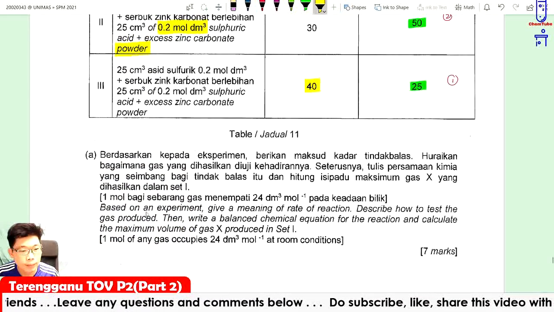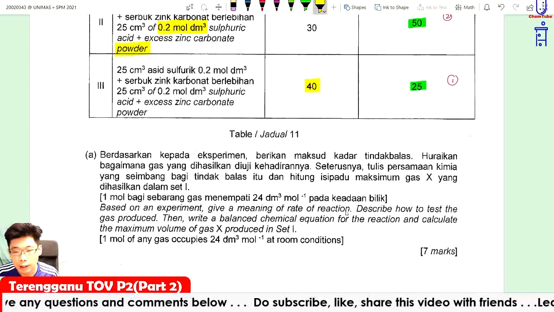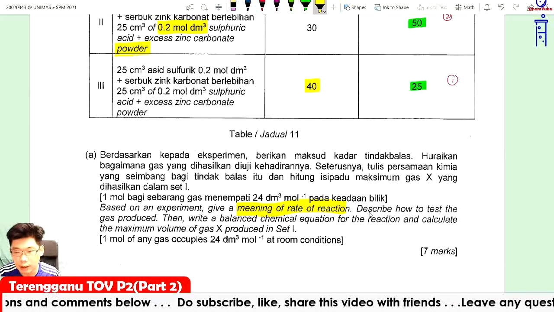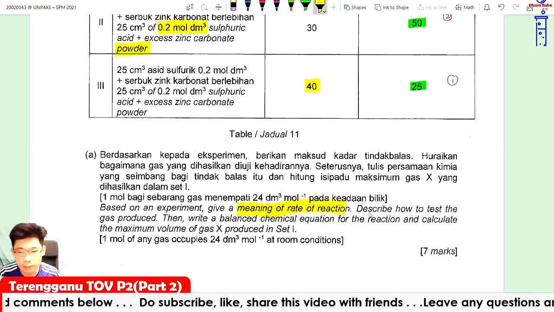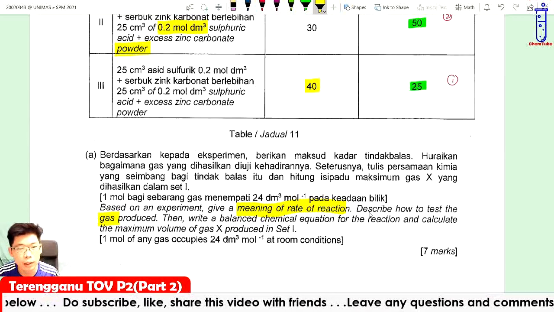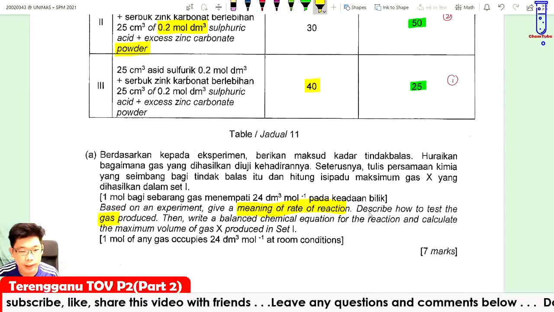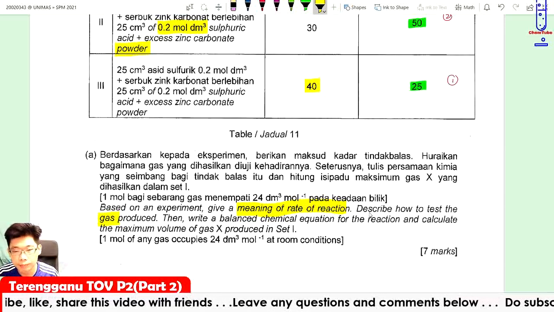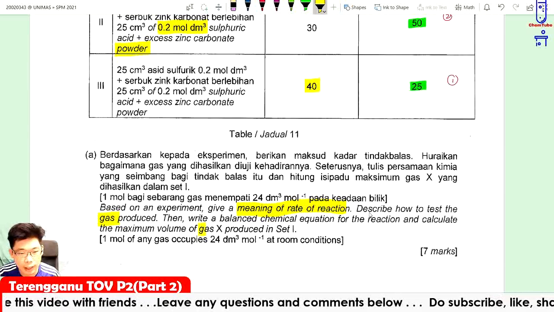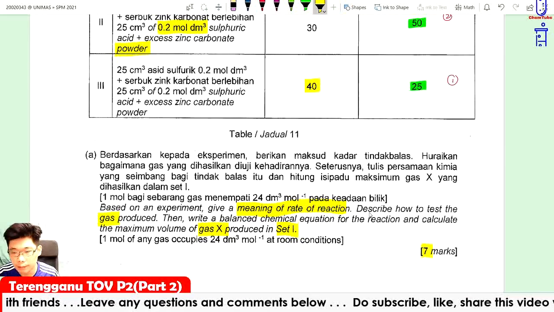Okay, next, based on the experiment, give a meaning of rate of reaction. Describe how to test the gas produced. The gas produced here is the carbon dioxide gas. Write the balanced chemical equation. Then calculate the maximum volume of the gas X produced in set 1. That is 7 marks.